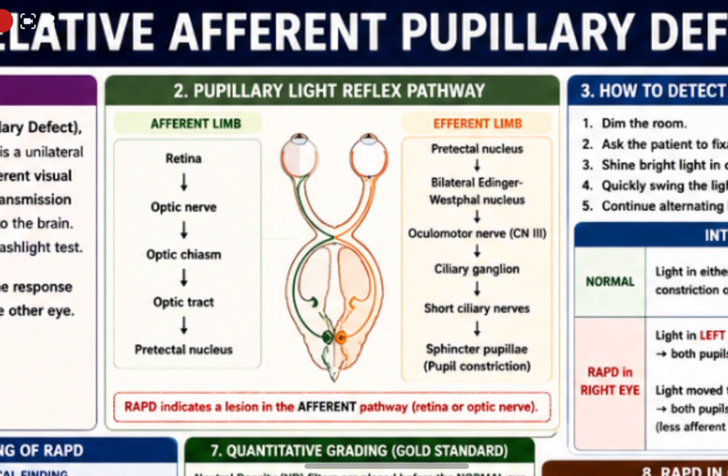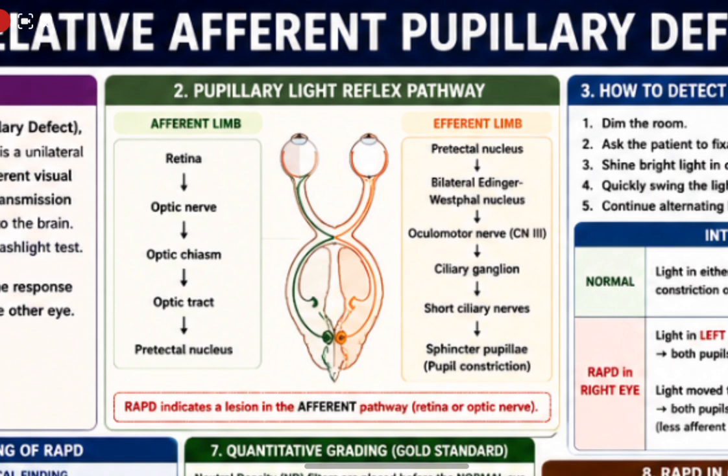RAPD indicates a lesion in the optic nerve afferent pathway. So the causes to be remembered are, most commonly, optic nerve disorders. The optic nerve disorders leading to RAPD are optic neuritis, anterior ischemic optic neuropathy, compressive optic neuropathy, traumatic optic neuropathy, advanced asymmetric glaucoma, and optic nerve infiltration.